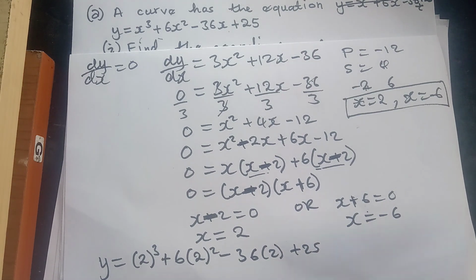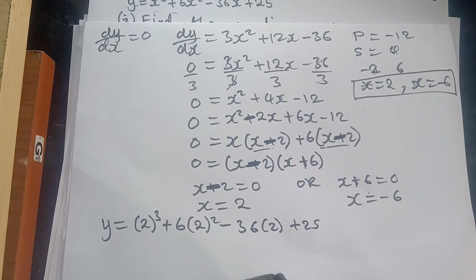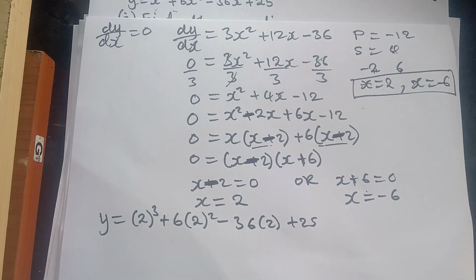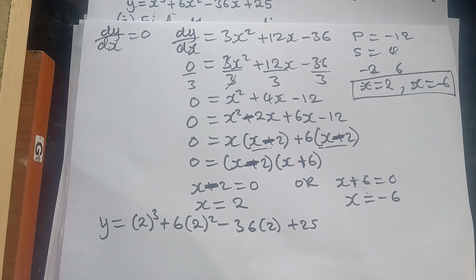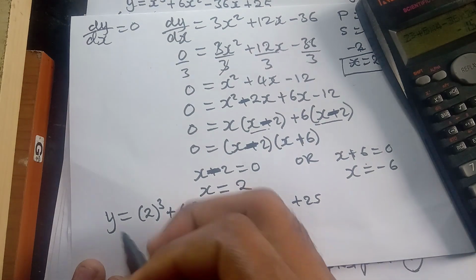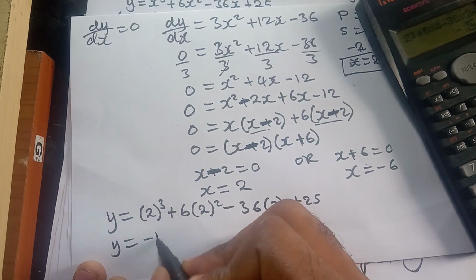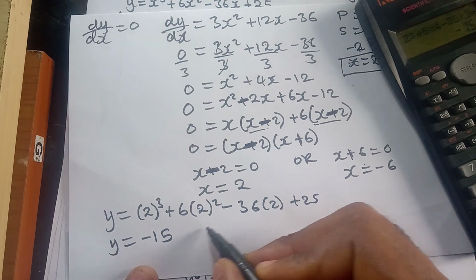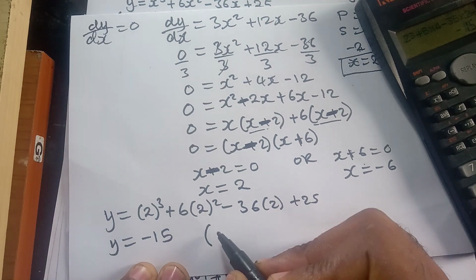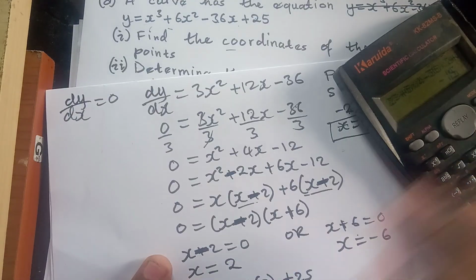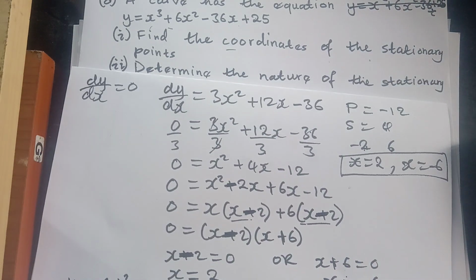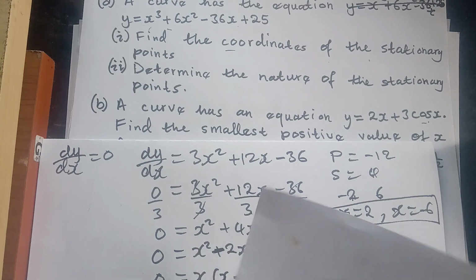So I'll quickly punch these numbers on my calculator. So you have 2 raised to the power 3 plus 6 multiplied by, this is just the 4, minus 36 multiplied by 2, and then plus 25. So this will give us negative 15. So our y coordinate here will be negative 15, making our coordinates 2 comma negative 15. So these are the first coordinates. To find the other coordinates, we can follow the same procedure.